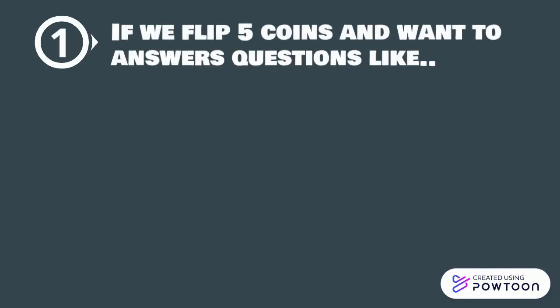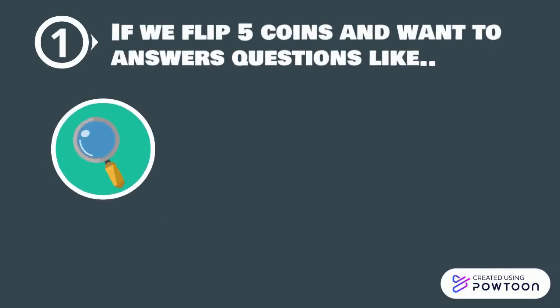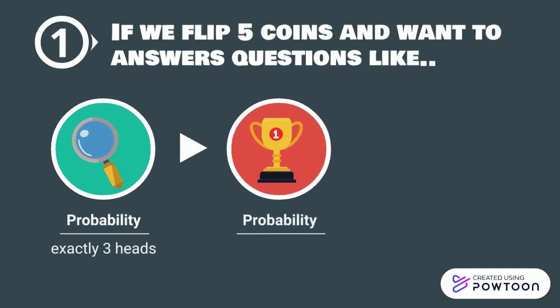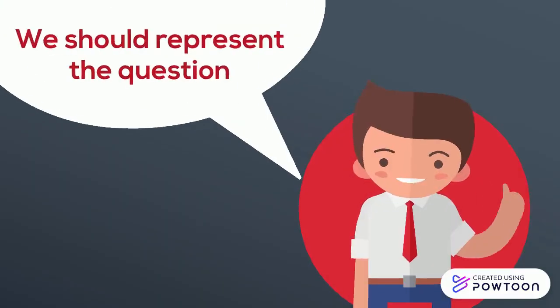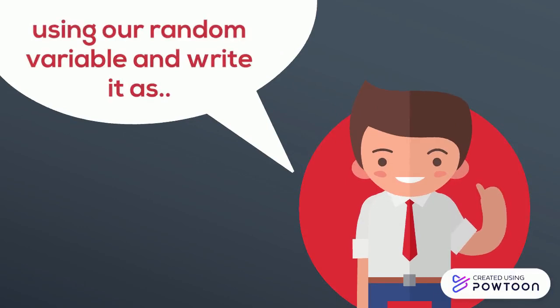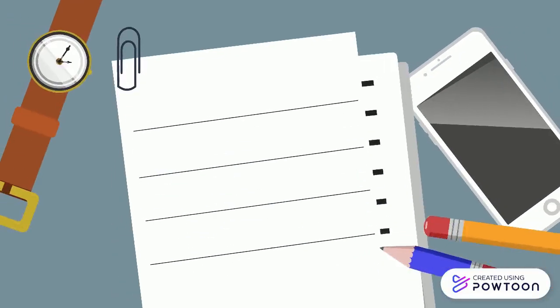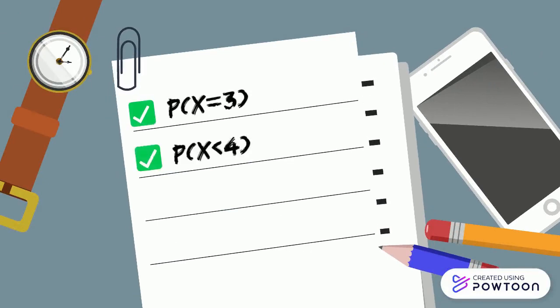If we flip 5 coins and want to answer questions like, what is the probability of getting exactly 3 heads? What is the probability of getting less than 4 heads? What is the probability of getting more than 1 head? Then we should represent our question using a random variable and write it as the probability that x is equal to 3, the probability that x is less than 4, or the probability that x is greater than 1.